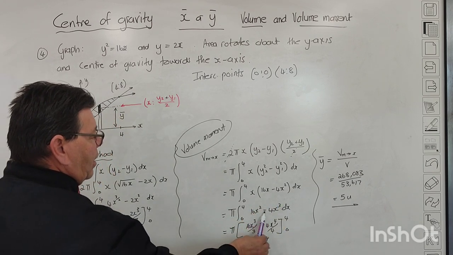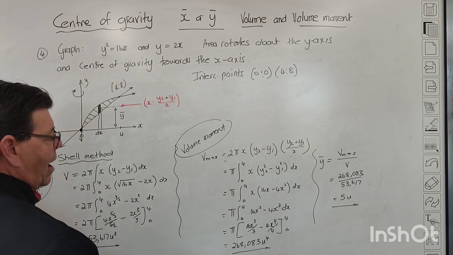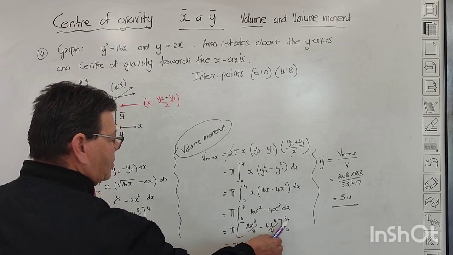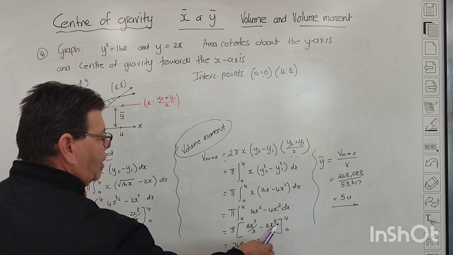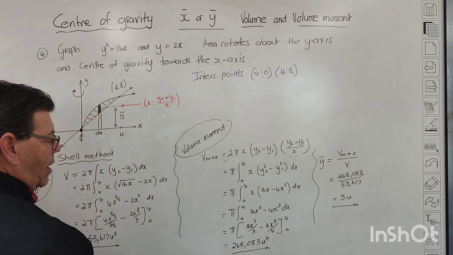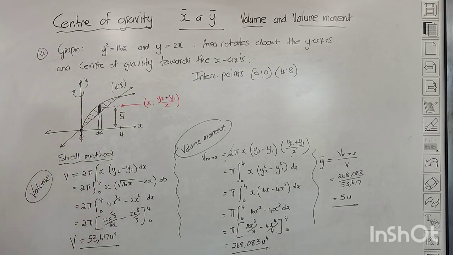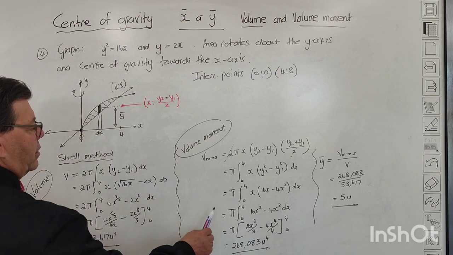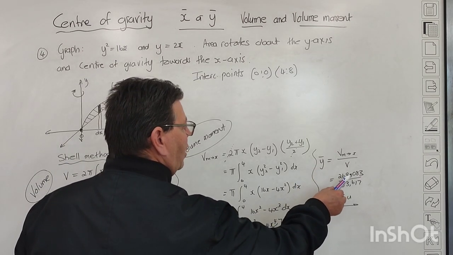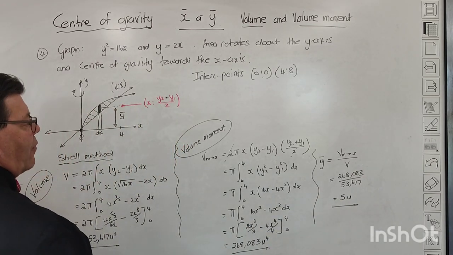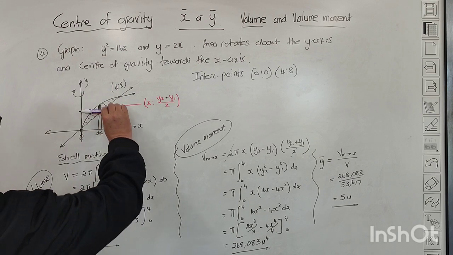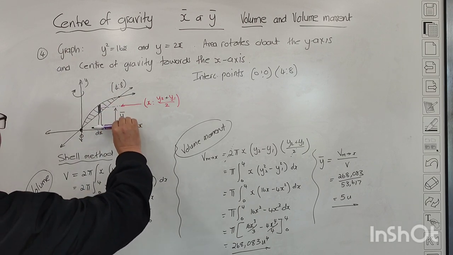Multiply this in, and that will give me this new equation. Now I can integrate with reference to x, integrate the first term, integrate the next term, and substitute into the upper and lower limit. On my final answer, I'll get 268.083 units to the power of 4. So when I have my volume and my volume moment, I can now divide the two terms, divide 268 by 53, and it gives me exactly 5 units. So from there to there is exactly 5 units.